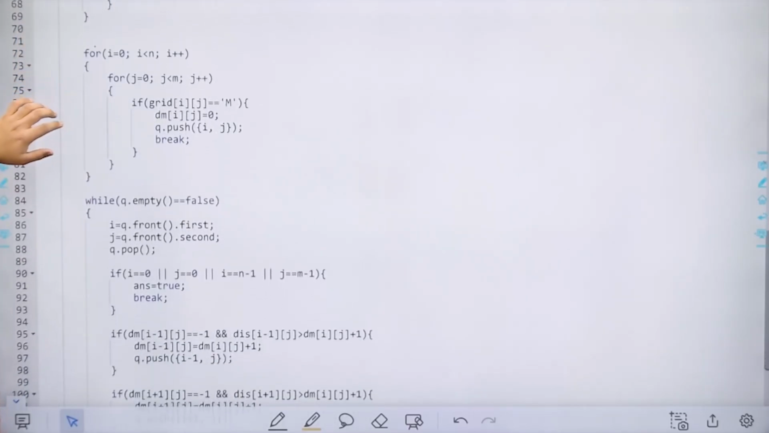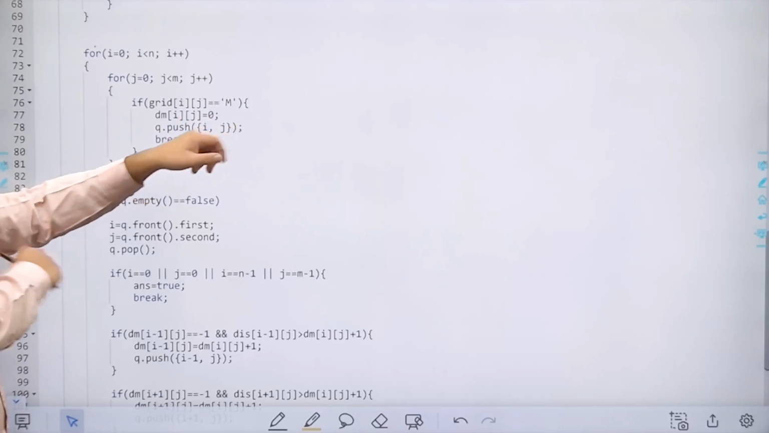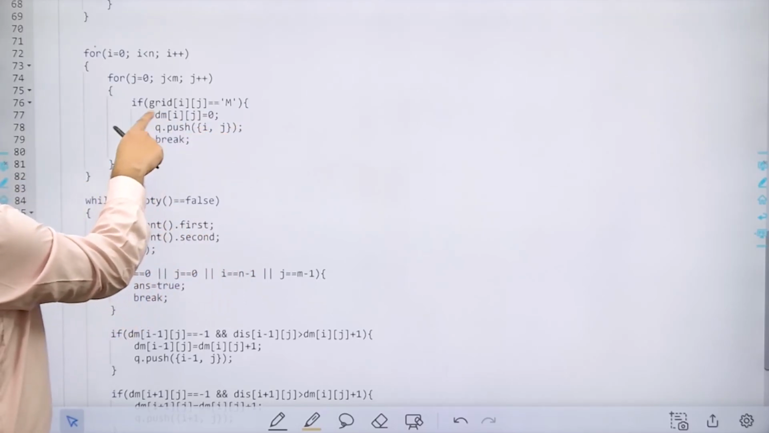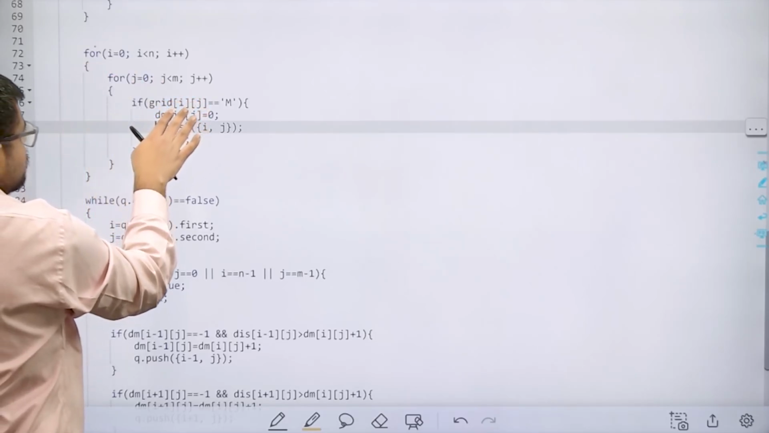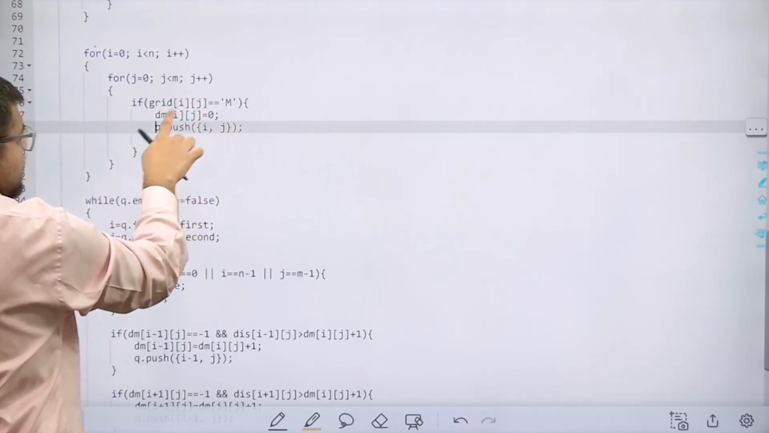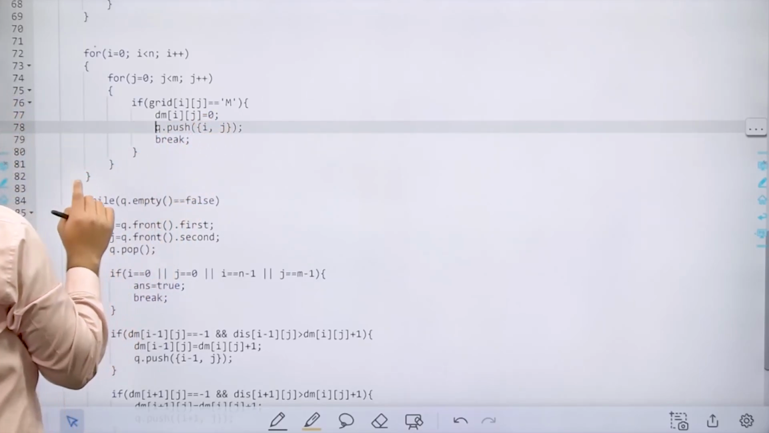Now what I need to do is start the same thing with the cell where the man is initially, and calculate the distance of man table. So I have traversed the 2D grid, and wherever there was the man, I have marked this distance as 0. I have pushed that element inside the queue and broken out. Why break?